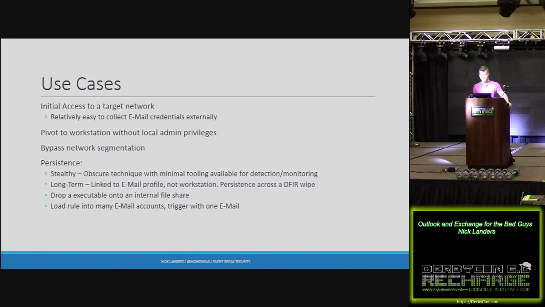It's super crazy how stealthy and long-term this is. In the same sense, we can drop an executable on an internal file share. So for really stealthy persistence, you get inside of a network, you go find their most common public file share on their domain controller, drop an executable file on it, and set up the malicious Outlook rule on either one or many profiles. You can set up like 20 emails.